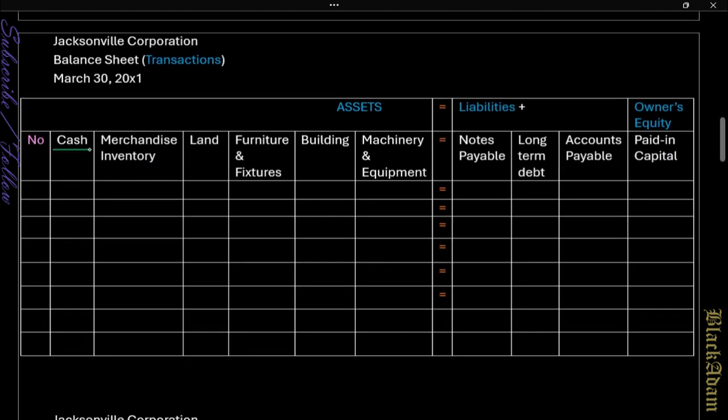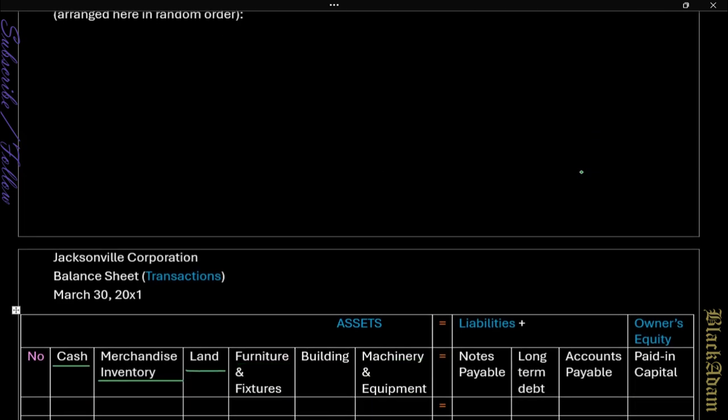And that's it. From there, let us deal with cash. We have merchandise, land, furniture and fixtures, building, and machinery and equipment, all of that are assets. And then we have notes payable, a liability, that's what you owe the bank. Long-term debt is either to the bank or to the creditor. Accounts payable, that's what you owe the creditor. Paid-in capital, that's the capital you have in shares, or the amount you paid to initiate the company.